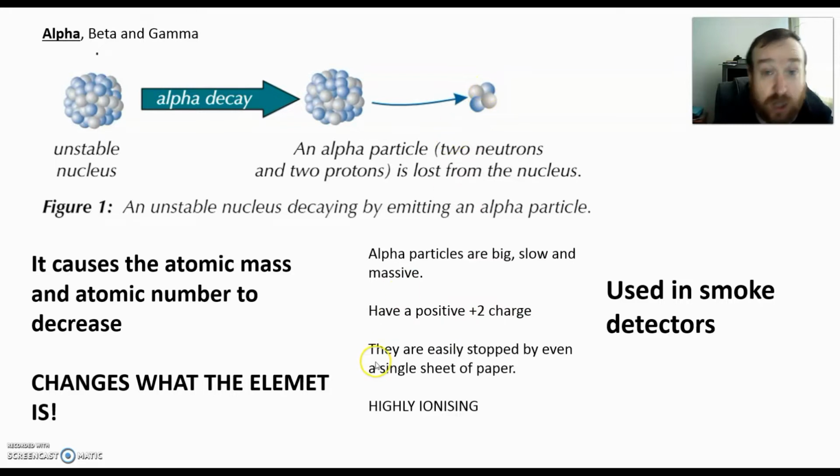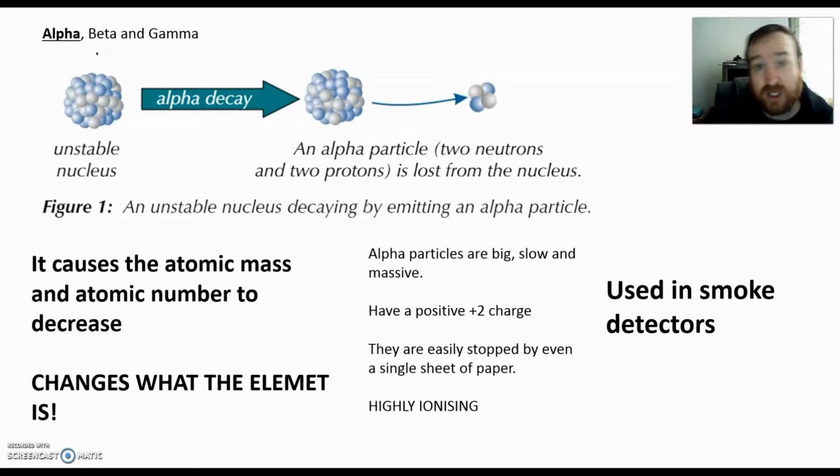They're easily stopped, so they can be stopped by a piece of paper. They can be stopped by skin. They are highly ionizing, very ionizing. They can be used in smoke detectors. So in a smoke detector, you'll have an alpha emitter and a sensor that detects the alpha particles, and it will be constantly detecting these alpha particles all the time.